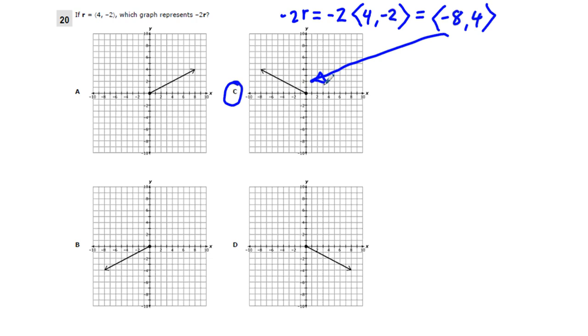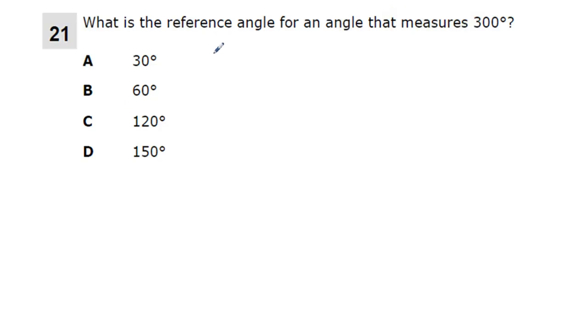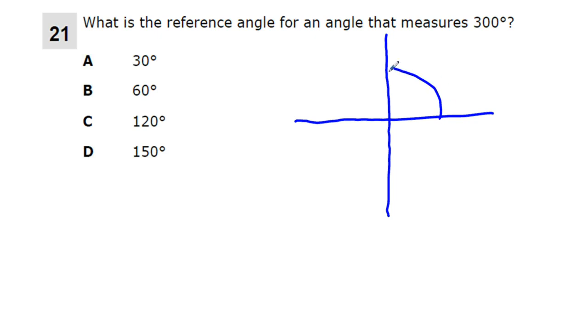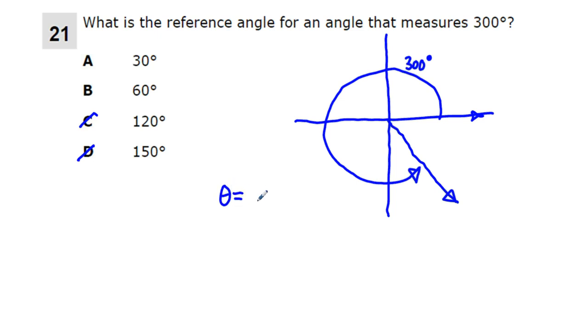Okay, the last one in this exercise set is 21. What is the reference angle for an angle that measures 300 degrees? So this one is like that reference angle problem we had earlier, but much easier, because we have 300 degrees here. So here's our ray at 300 degrees, our terminal side. By the way, a reference angle is never greater than 90 degrees. So our reference angle is going to be 360 minus 300 degrees, which equals 60 degrees. Very easy problem.